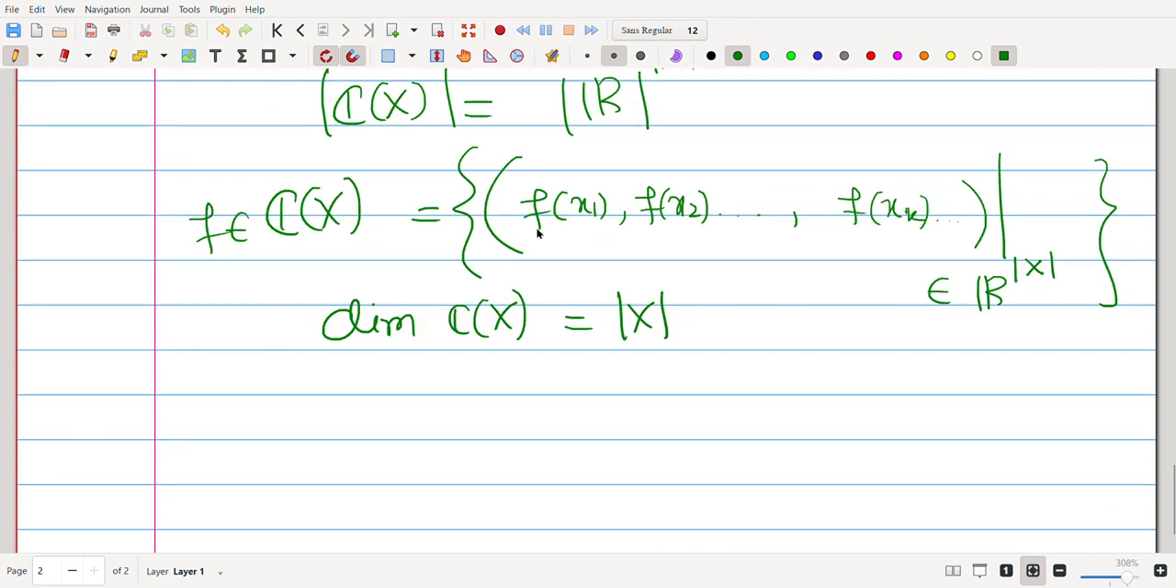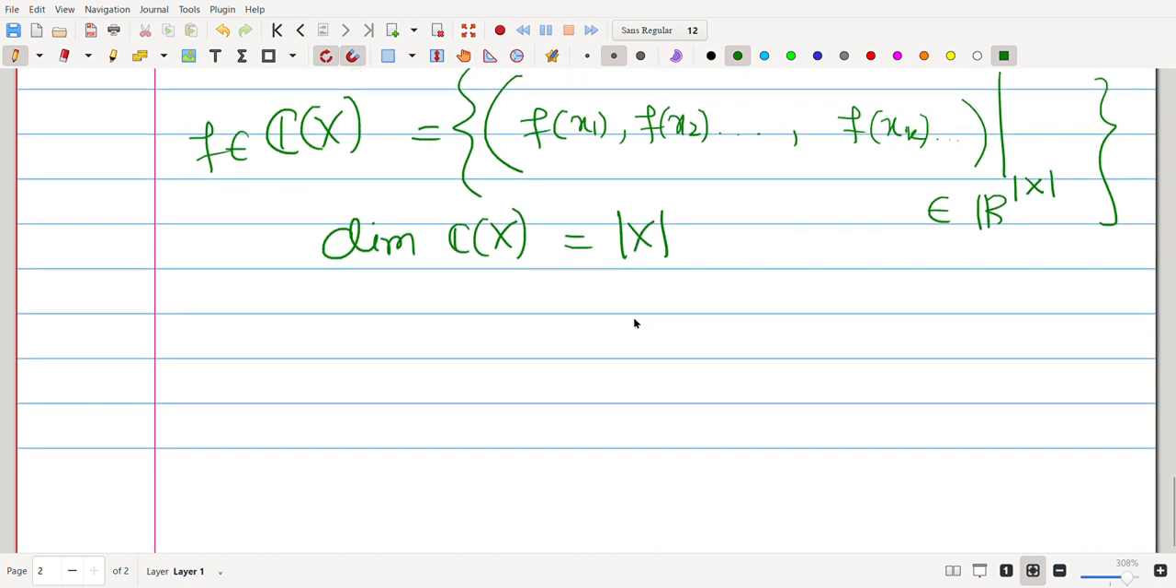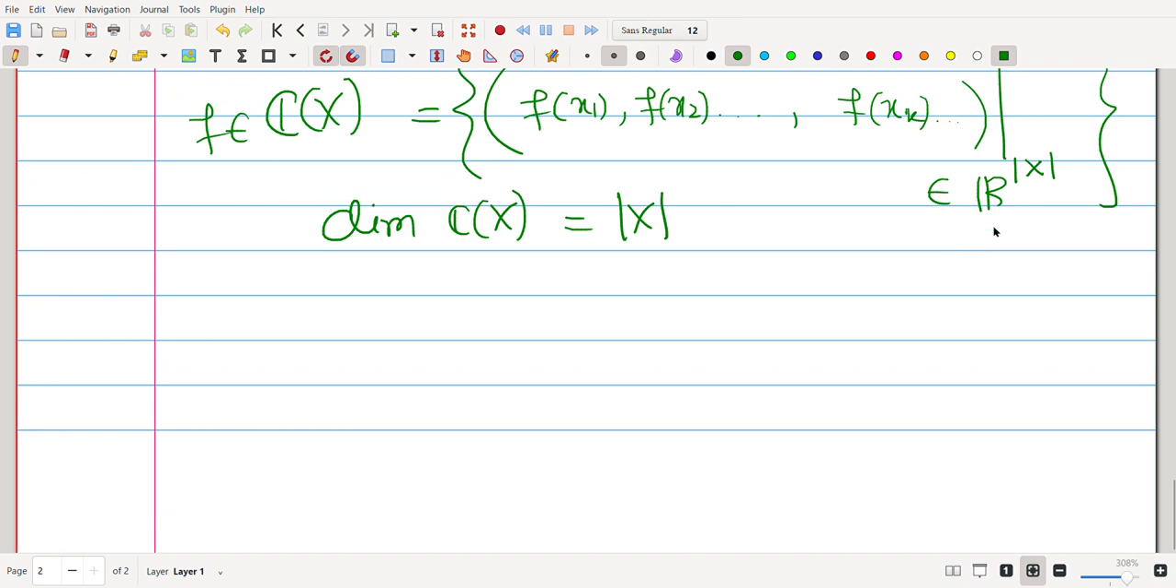The dimension of C(X) is |X| because I can write each element as a |X|-tuple. Every element f can be written this way because X is finite, so f is determined by its values on each point, and I can just write it as a tuple f(x1), f(x2), ..., f(xk), and so on, where this tuple belongs to R to the power |X|.